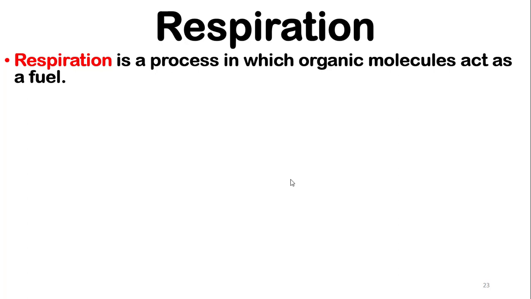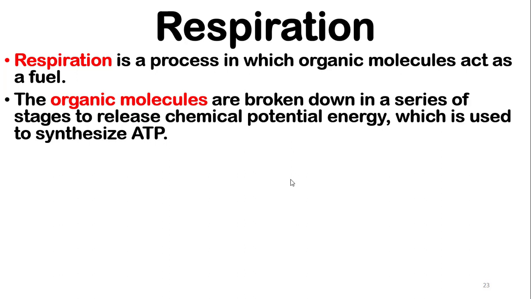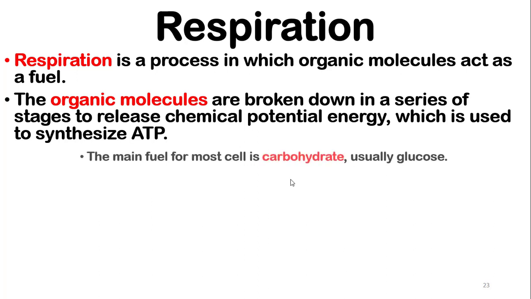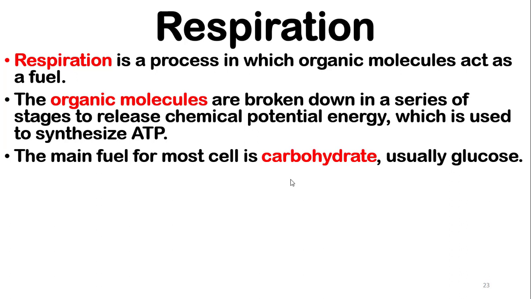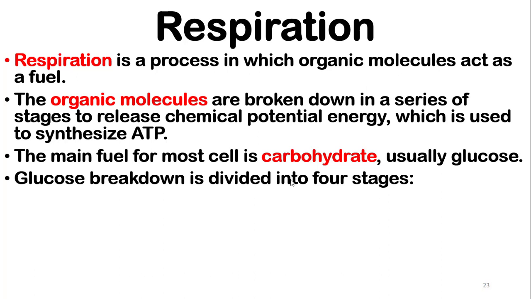Specifically, the brain cell uses carbohydrates. Now, training your brain cell to use protein as a source of energy requires about 2 to 3 months to produce new enzymes in order to work accordingly. The organic molecules are broken down in a series of stages to release chemical potential energy, which is used to synthesize ATP. The main fuel for most cells is carbohydrate, usually glucose.